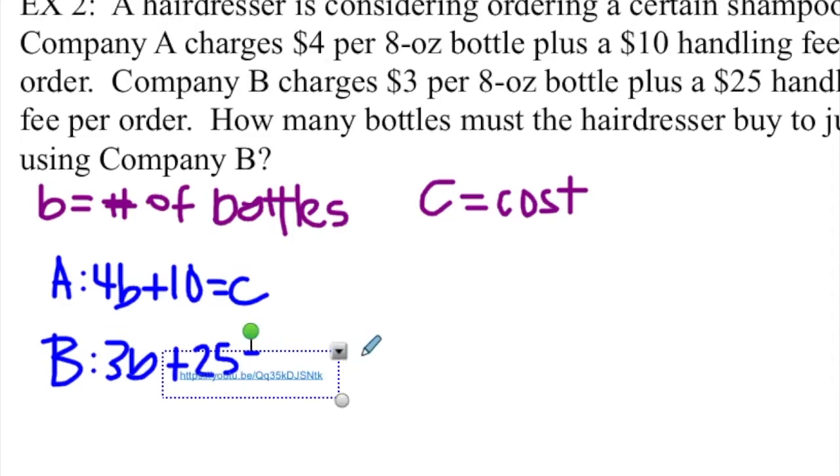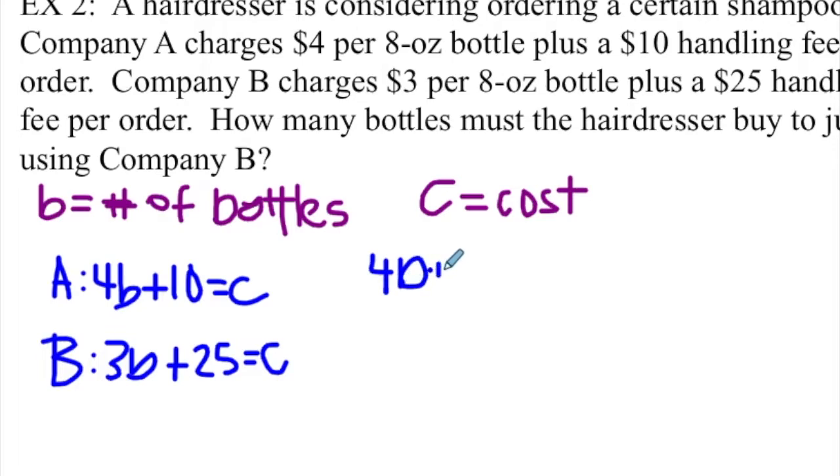And that's going to tell us our total cost. So what the problem is asking us is, when will these two be the same? Because she would need to order a certain number of bottles to justify using company B. Well, when they're the same, then she could justify using any company that she wants. So what we really want to know is, when will 4B plus 10 be equal to 3B plus 25? That's what we really want to know.